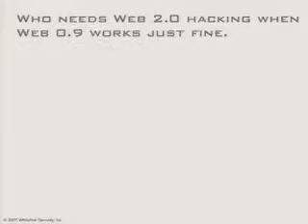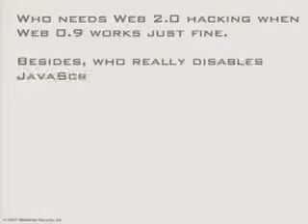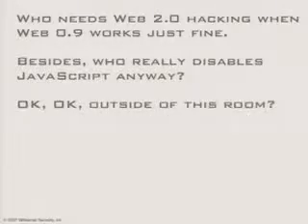So, where has that gotten us to? Like we said before, who needs Web 2.0 hacking when Web 0.9 works just fine? Who really disables JavaScript anyway? Seven people. Okay, that's seven people in this room. It's even less outside the room.